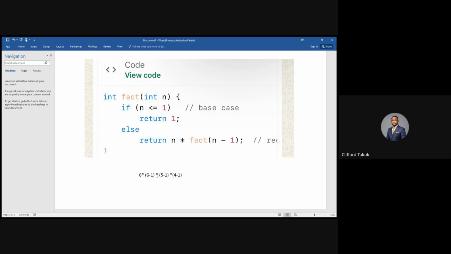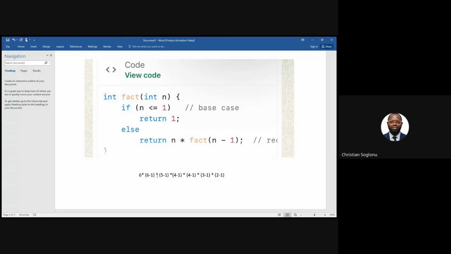Then 4 minus 1 will give us 3. We compare it. Is 3 less than or equal to 1? The answer is no. So we continue. 3 minus 1 will give us 2. Our n becomes 2. Is 2 less than or equal to 1? No. Then we proceed. We now have 2 minus 1. Now our answer there will be 1. Is 1 less than or equal to 1? Then yes. Then we end the expression there.